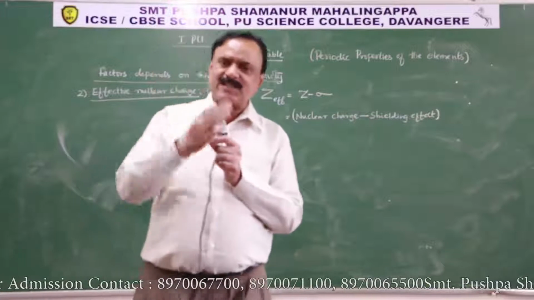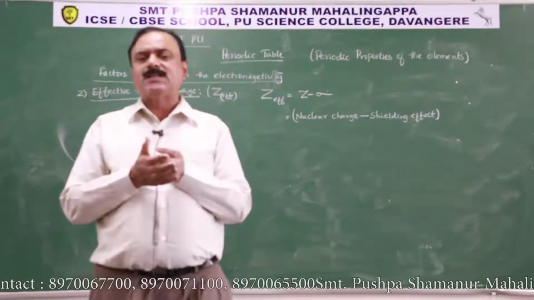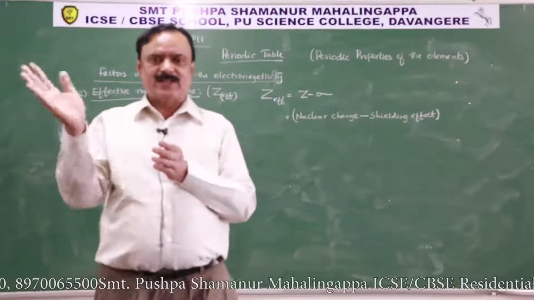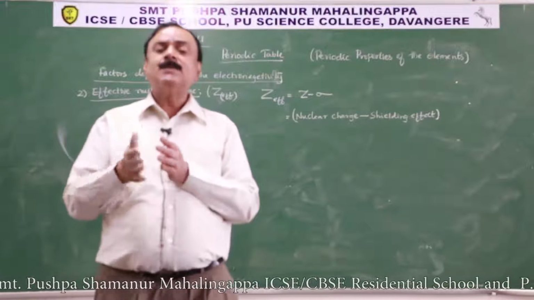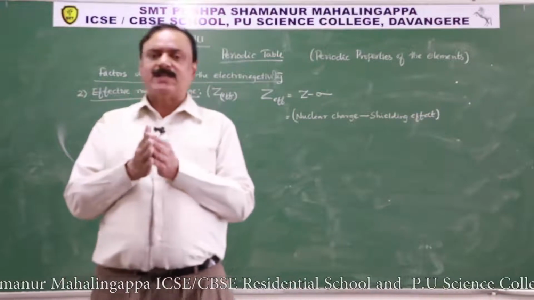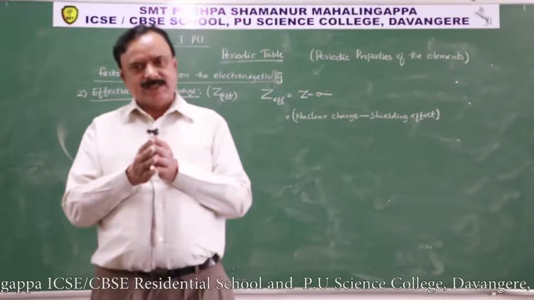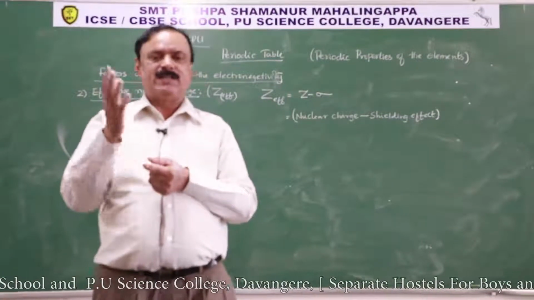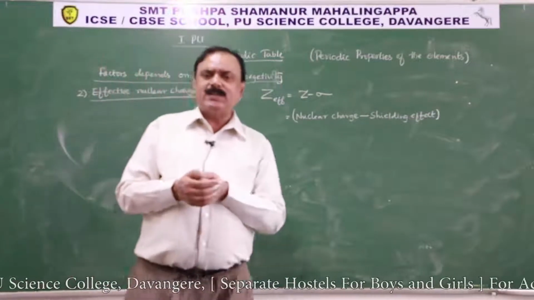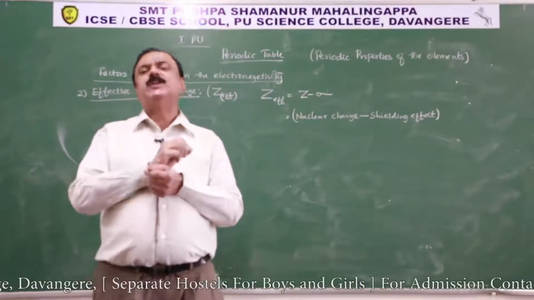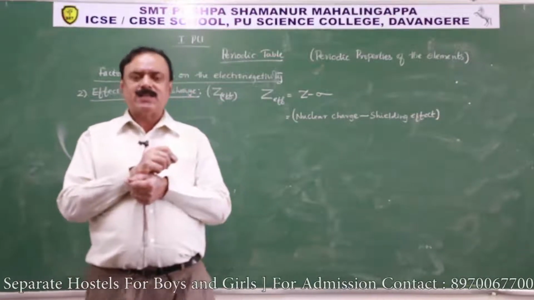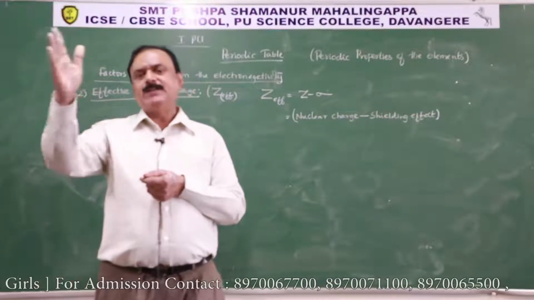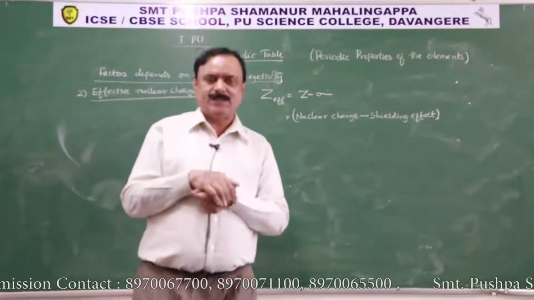Now, the various factors. As the number of shells increases, the shielding effect also increases, the screening effect also increases. As the number of inner atomic orbital electrons or inner shell electrons increases, they exert more repulsive forces, and hence the shielding effect increases. Then if the electron is very close to the nucleus, the shielding effect is very small, because there is no hindrance between the nuclear charge and the outer atomic orbital electrons.